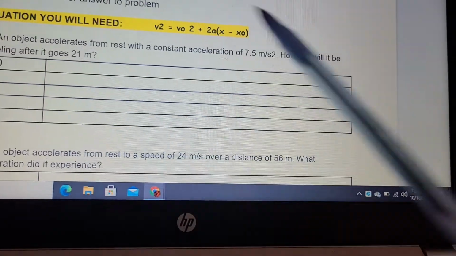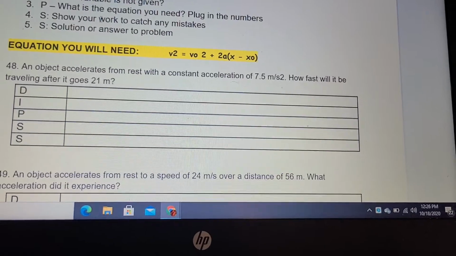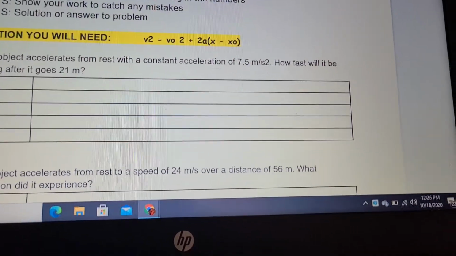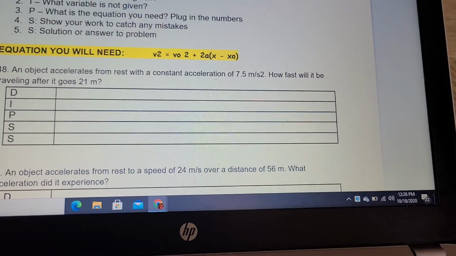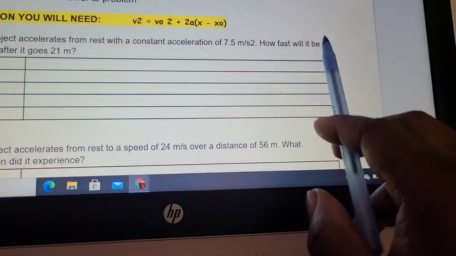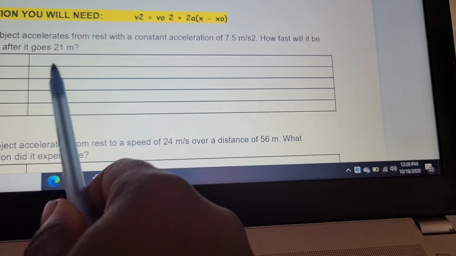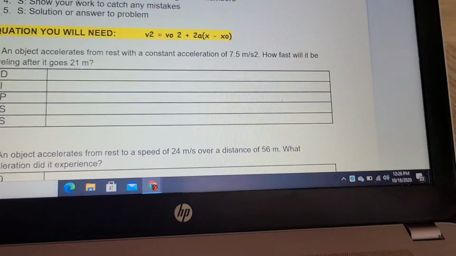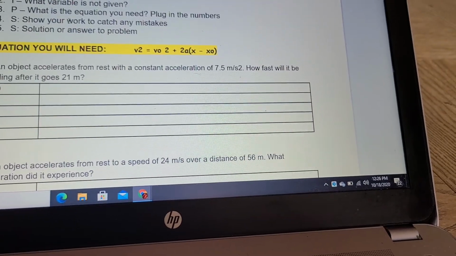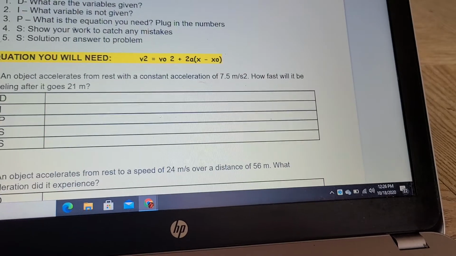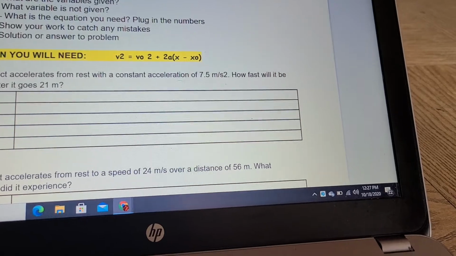An object accelerates from rest. The moment it starts from rest, you should know two parts: the initial position and the initial velocity are both going to be 0, because it's from rest. With a constant acceleration of 7.5, so acceleration equals 7.5. How fast will it be traveling? That indicates we don't know it yet, so we are looking for this after it goes this amount of meters. We have to find a position, which is 21 meters. We are looking for the velocity squared, the final velocity for the travel.